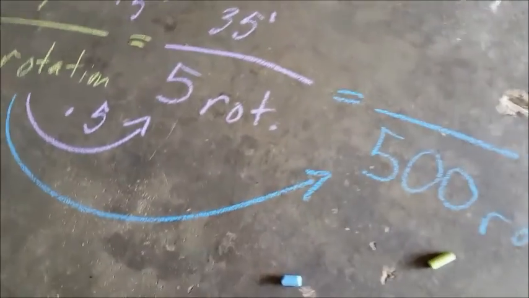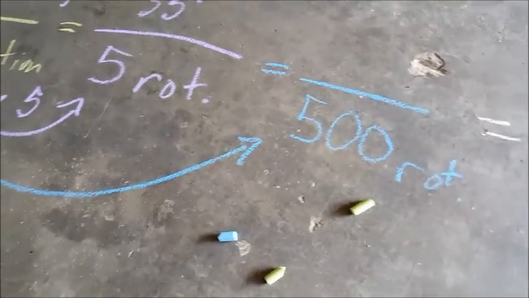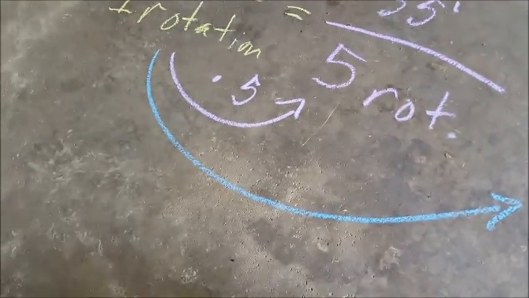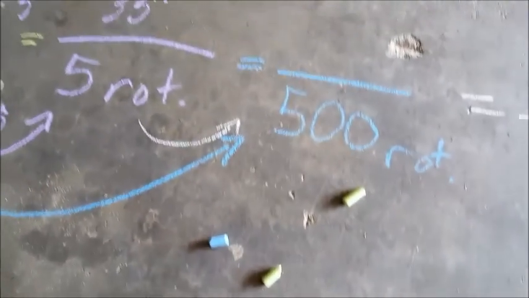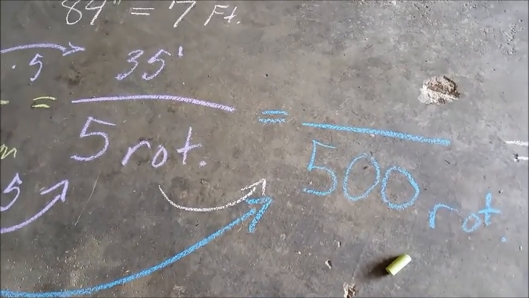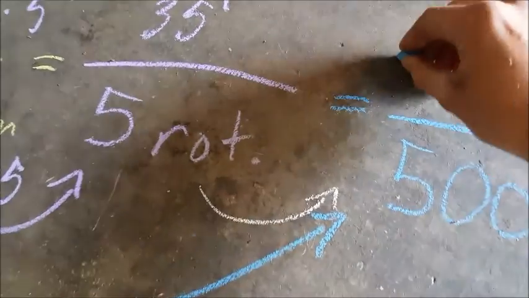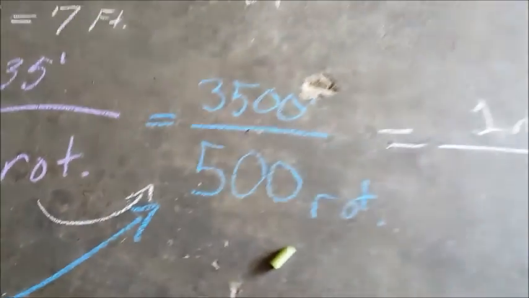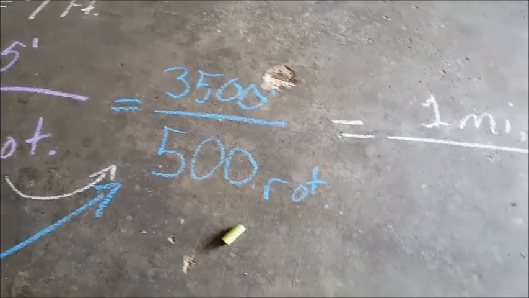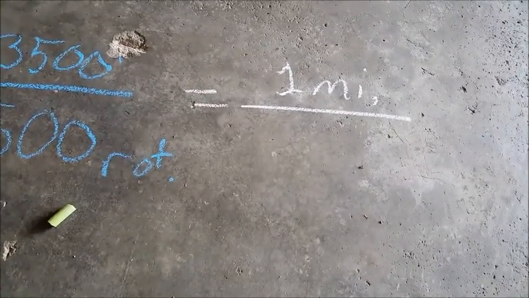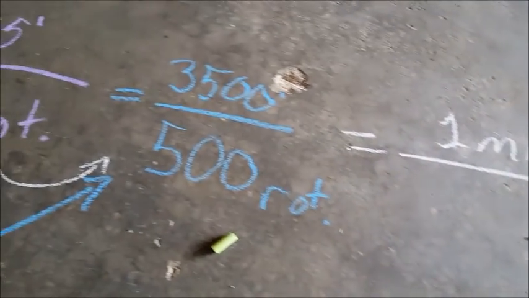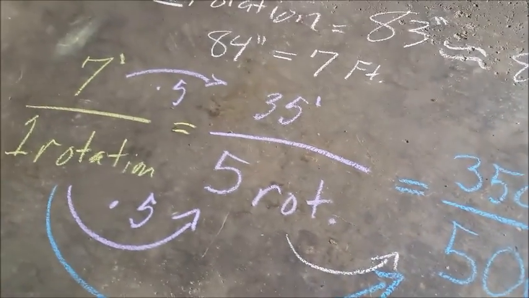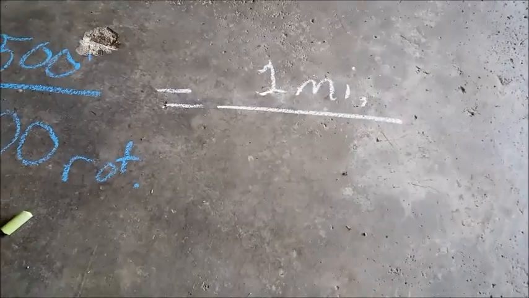I know that going from 1 to 500, I multiply by 500, but I also know that I can just multiply by 100 here and shift my decimal over 2 places, and I get 3,500 feet. Now the question really is this mile. This is where it gets tough, right? Because, well, my numerators right now are in feet. Now we're asking about a mile.